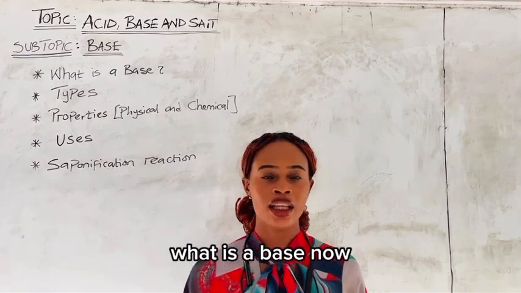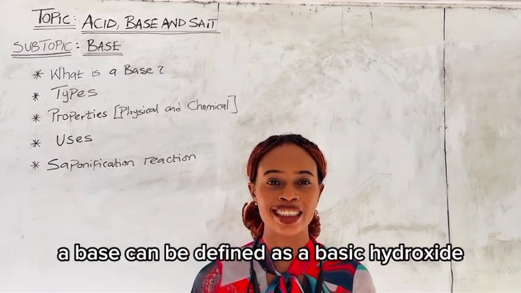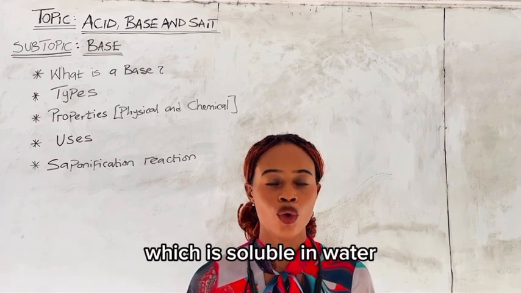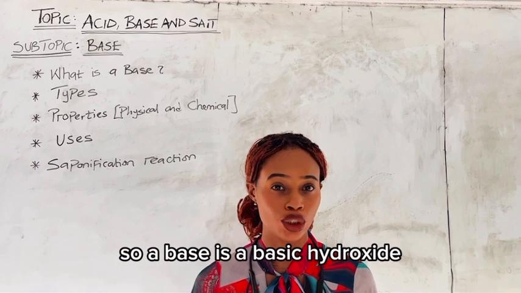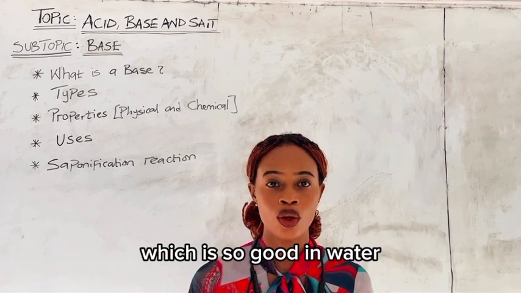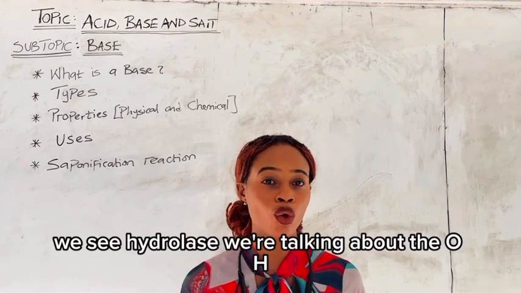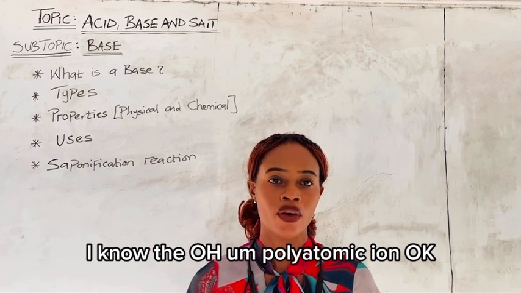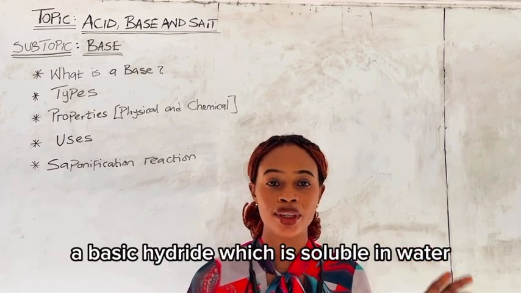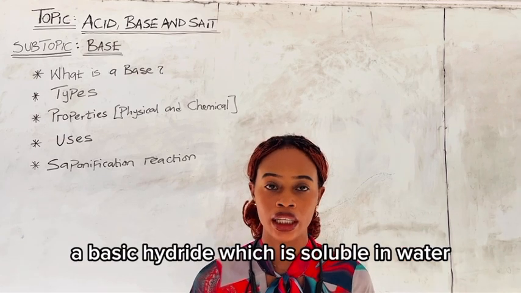What is a base? Now, a base has been defined as a basic hydroxide, which is soluble in water. So a base is a basic hydroxide, which is soluble in water. When we say hydroxide, we're talking about the OH ion, the OH atomic group. Okay, so a base is a basic hydroxide, which is soluble in water.